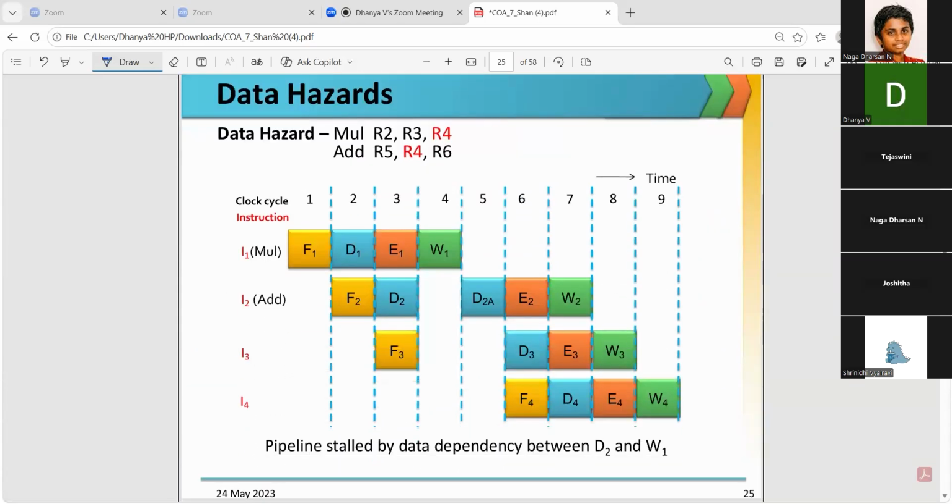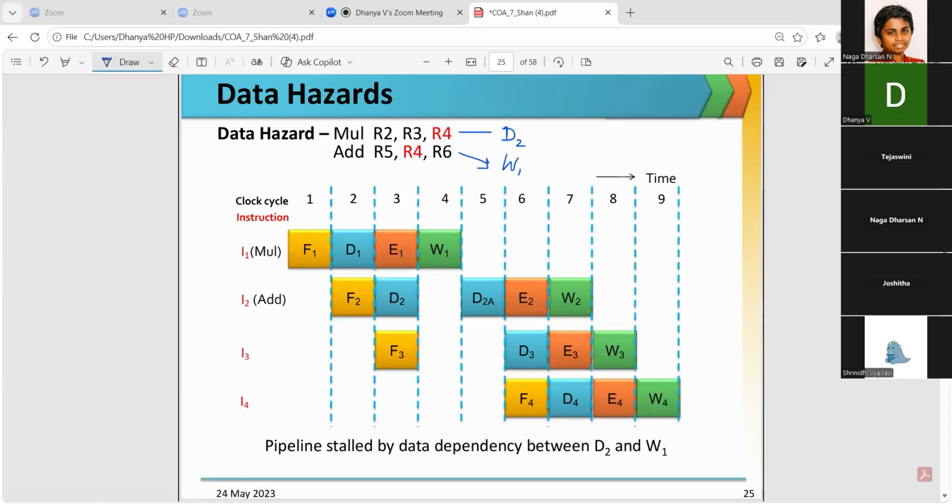So if you see here, essentially this is in our decoding stage. We are decoding. Let's say D2. Here we are actually calculating it and then writing it, correct? So we are fetching it and then writing it to R6, right?